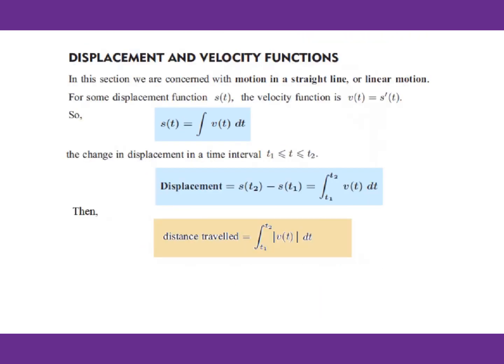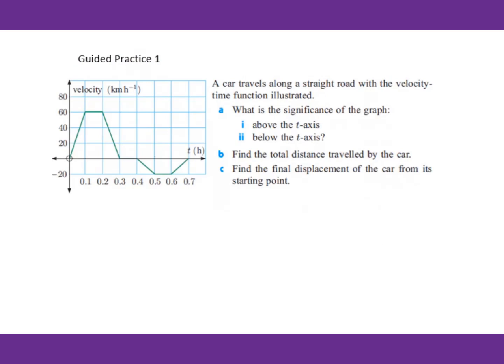For this section, you need to know the difference between displacement and distance traveled. For the displacement, this is the formula. For the distance traveled, you have to do the integral of the absolute value of the velocity. Let's go to guided practice 1.